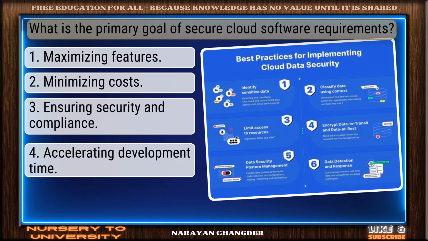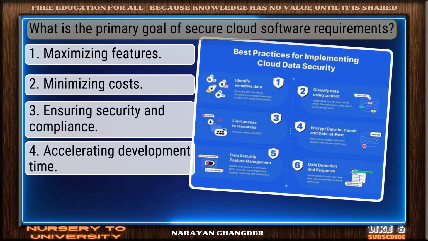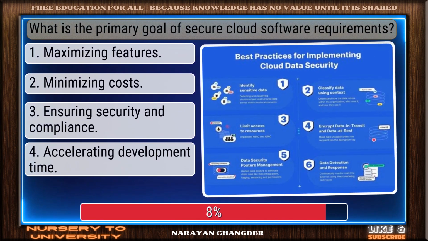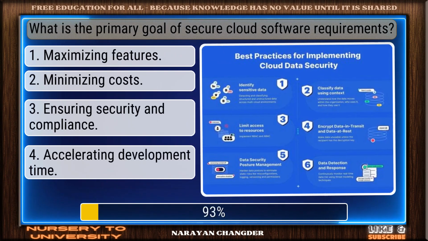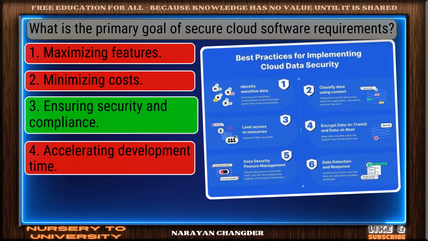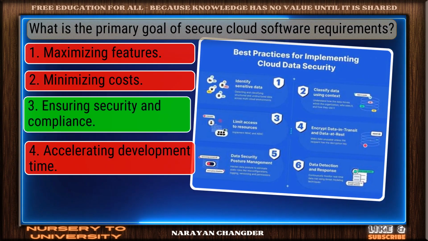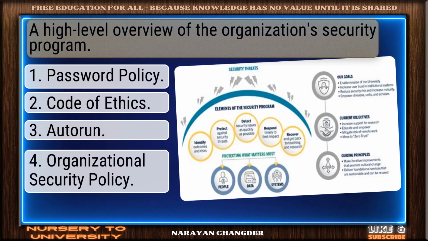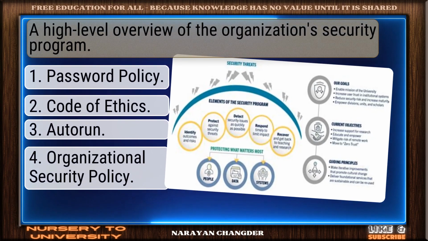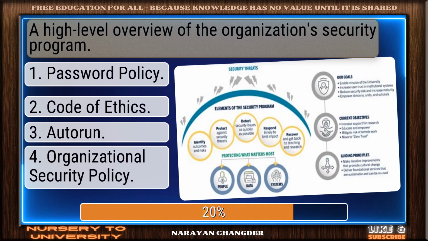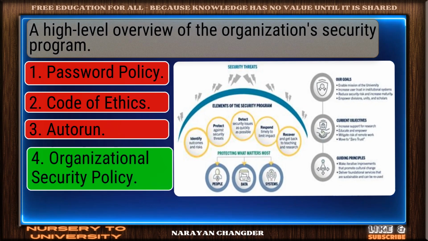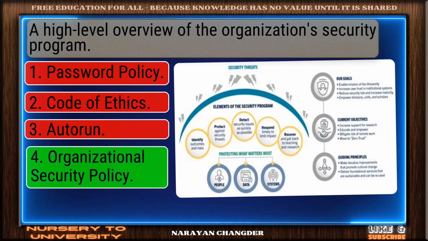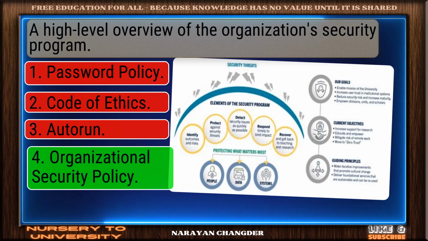Question number 56. What is the primary goal of secure cloud software requirements? Solid response. Ensuring security and compliance is a valid choice. Question number 57. A high-level overview of the organization's security program. Excellent choice. Organizational security policy is the right answer.